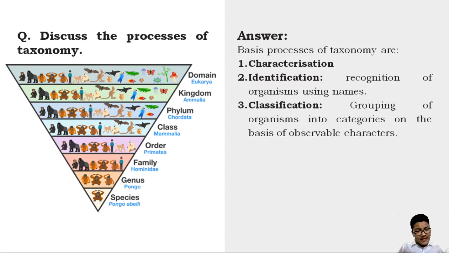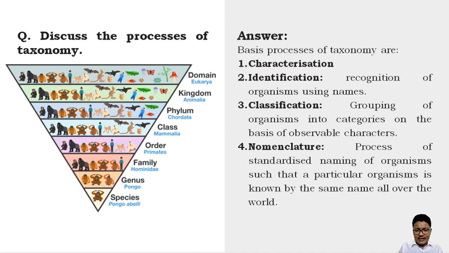And third, they classify different living organisms. They group different living organisms on the basis of different characters. Characteristic features are the main basis for classification of different living organisms. We classify ourselves as human. And if we see cows, we say that's a cow, right? So we classify different living organisms on the basis of different characters.